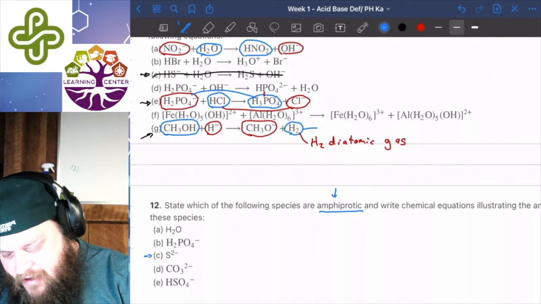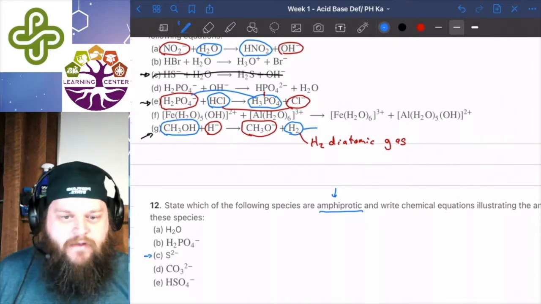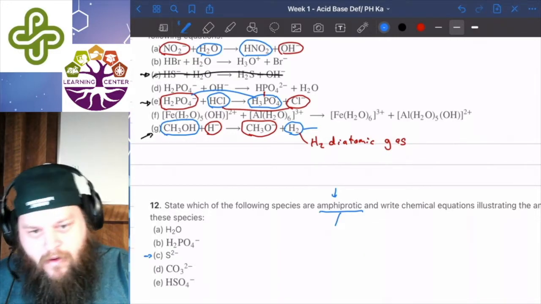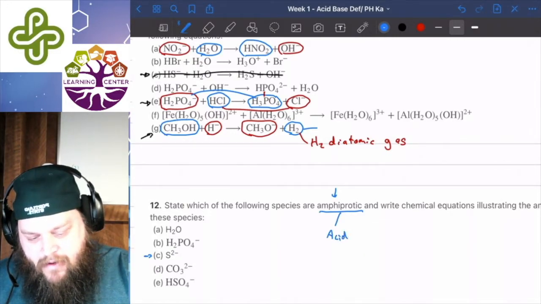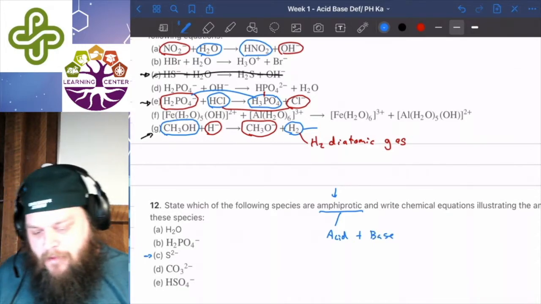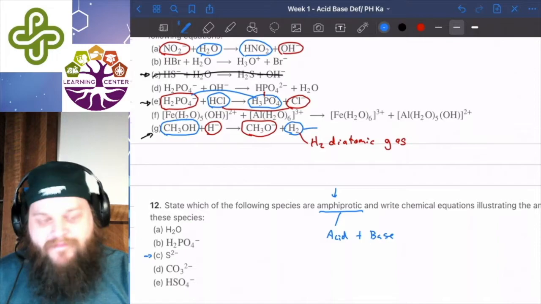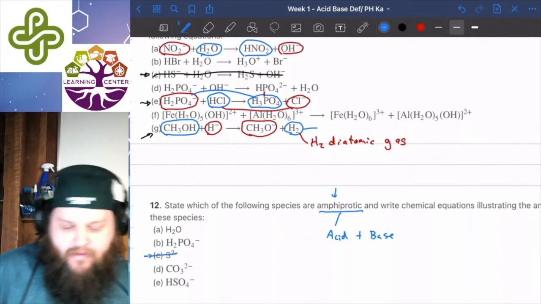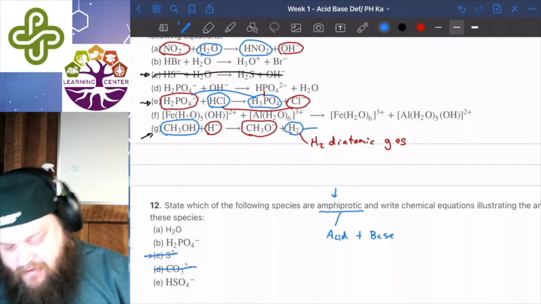Can C lose a hydrogen? Because remember, to be amphiprotic, we have to be an acid and a base, basically. So if it doesn't have a hydrogen in it, it's not going to be an acid, essentially. So right there, I can cross out these two here, C and D.